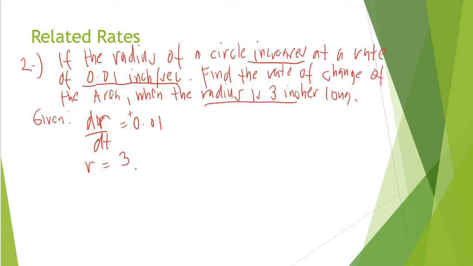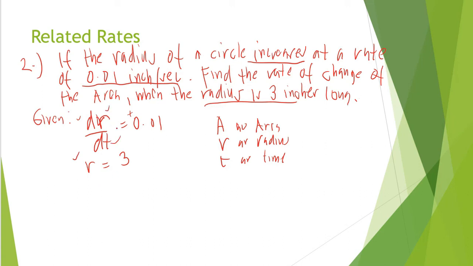We write 3. So that is the first step. Second step is we let A as the area, R as radius, and T as time, as we did here at our given.